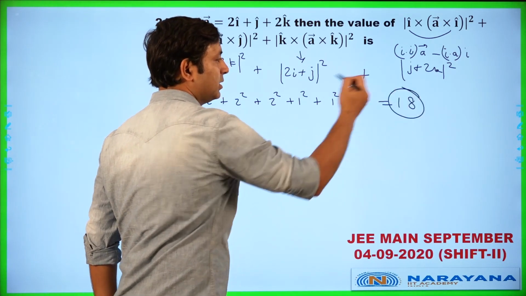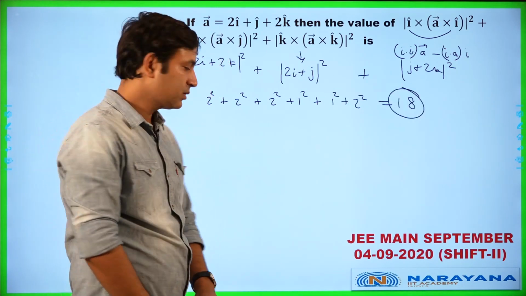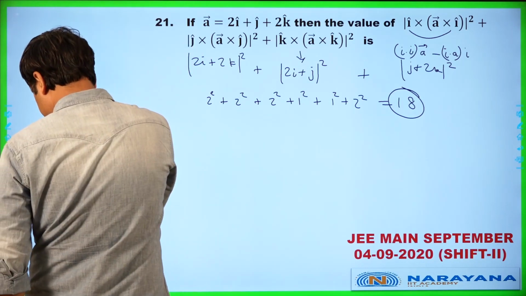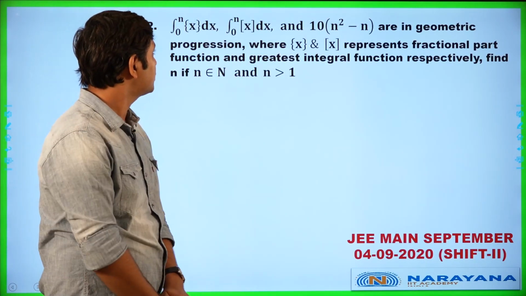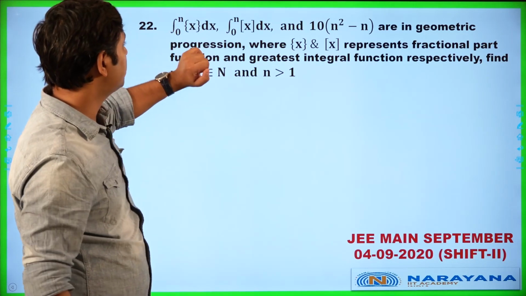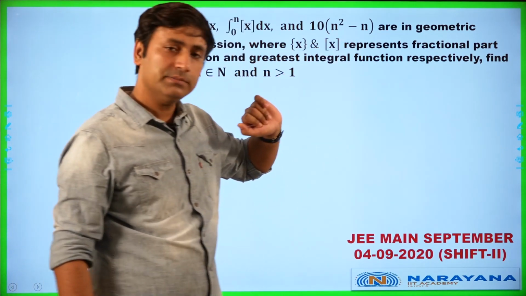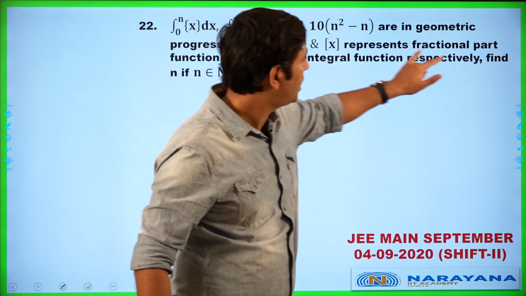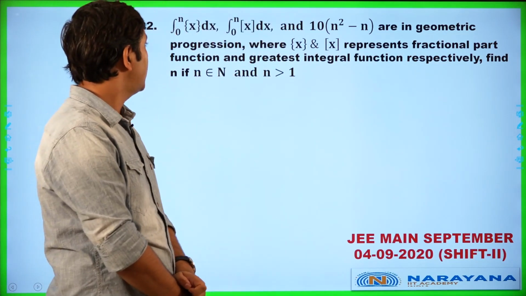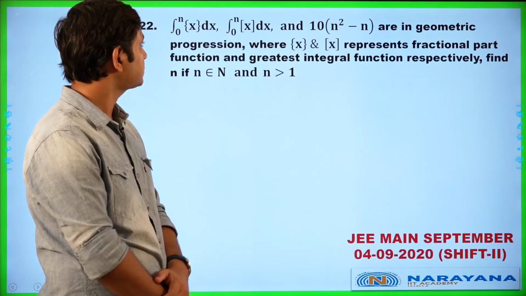We'll mark that. We'll move on to the next question. In the next question, we have the integration of fractional part of x, the integration of greatest integer of x, and 10n square minus n. These three terms are in GP and we need to find n.